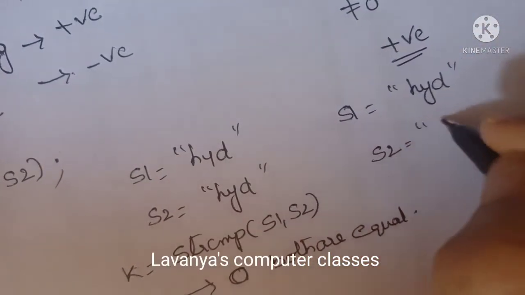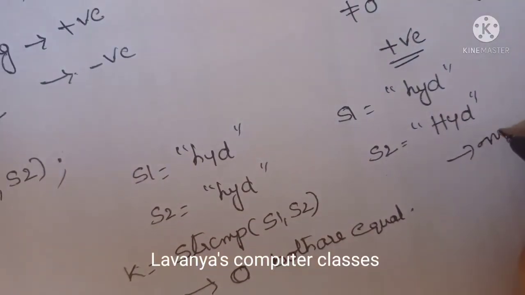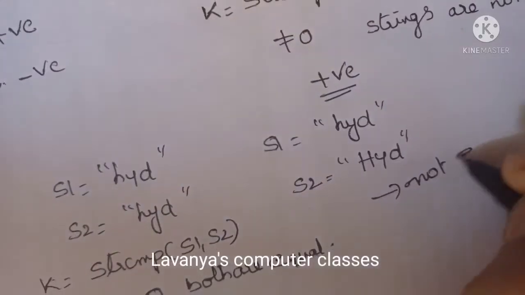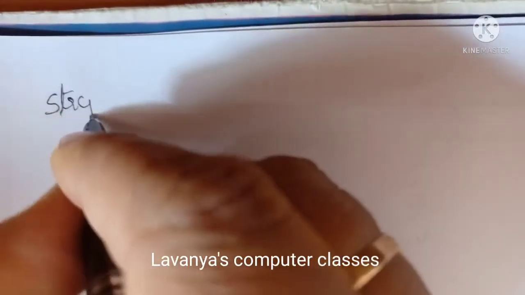One more example. S1 equal to HYD, S2 equal to hyd, but here H is capital. Both are same, but it is case sensitive. That's why whenever comparing these two strings, it gives the answer not equal.